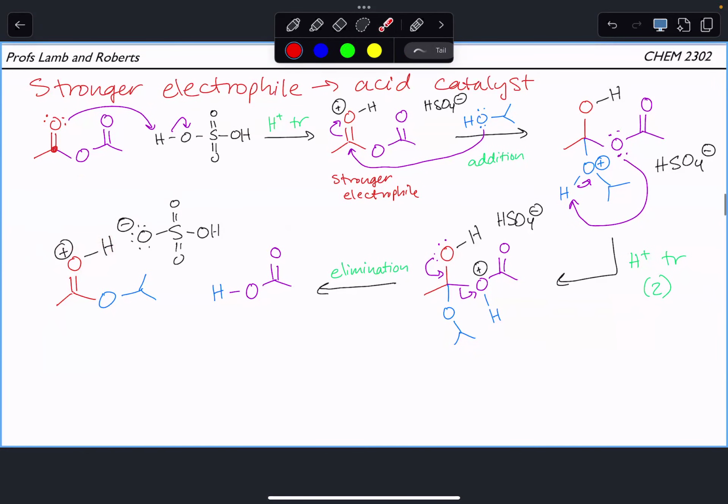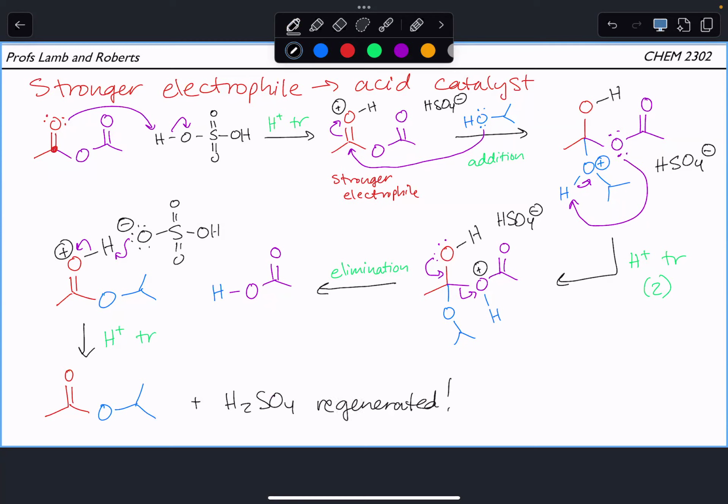So our last step of the mechanism is just to deprotonate using our counter ion or solvent or another substrate. Proton transfers happen a lot with a lot of different things. So it's our last proton transfer, which finally gets us to our stable neutral molecule. And we regenerated our catalyst. So that shows us why we can just throw in a little bit of acid and it can do this multiple cycles because you regenerate it at the end.